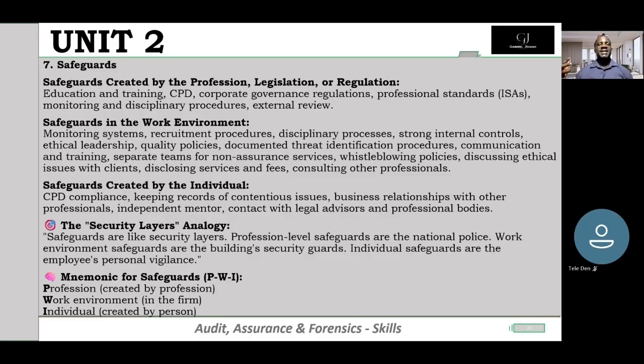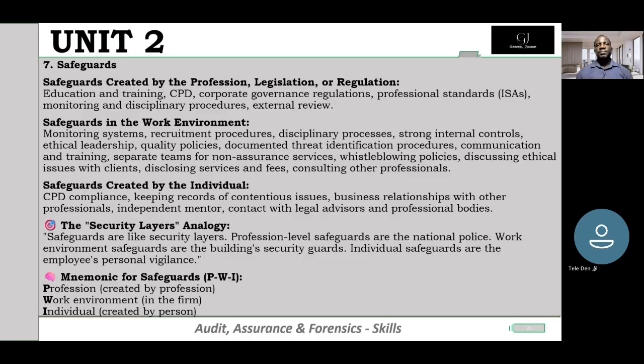So think of safeguards like security layers. Professional level safeguards are the national police. Work environment safeguards are the building security guards. The individual safeguards are the employee's personal vigilance. So here is a mnemonic to remember. PWI: P speaks to the safeguards created by the profession, W to the work environment, where safeguards are created in the firm, and I to the individual, where safeguards are created by the person himself.